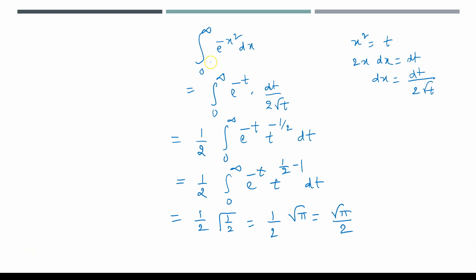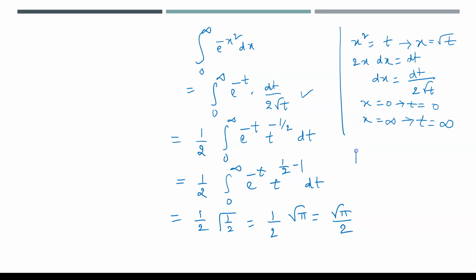Here, to evaluate the integral from 0 to infinity of e^(-x²) dx, let us assume x² equals t. Then 2x dx is dt, so dx equals dt by 2x, that is dt by 2 root t. When x equals 0, t equals 0, and when x equals infinity, t is also infinity. Changing the integral in terms of t, we get 1/2 taken outside, and root t means t^(1/2). Writing it in the numerator, that becomes e^(-t) t^(-1/2) dt, and minus 1/2 can be written as 1/2 minus 1.